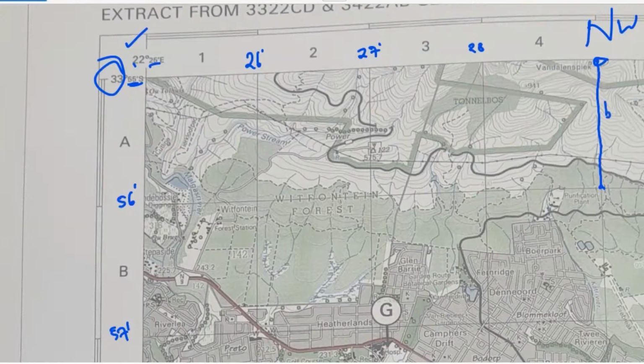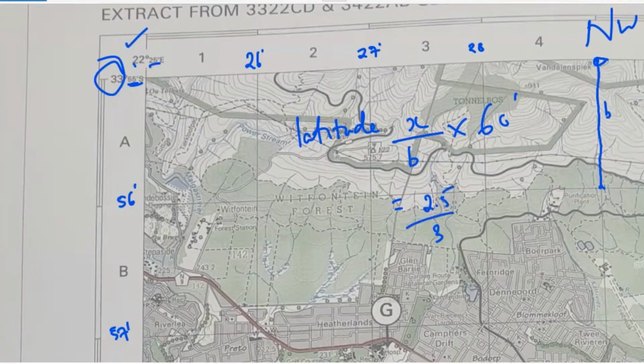maybe let's say it's breadth. So for latitude, we are now saying your measurement is x over the breadth of the block times 60 seconds. You get your value. Let's say, for example, we have measured the distance maybe for the whole block, maybe it's 3 centimeters, and your measurement maybe is 2.5, which means it's 2.5 over 3. You multiply by 60 seconds, you get your value. That is your latitude value.